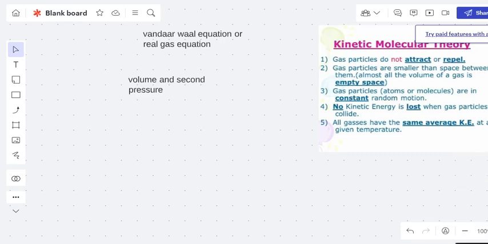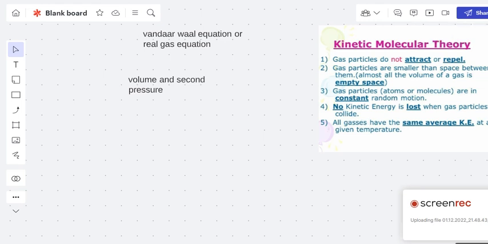Let's discuss a very important factor here, which is kinetic molecular theory. So, what is kinetic molecular theory? We will discuss the postulates which were corrected by Van der Waals, given in kinetic molecular theory. So now I'm going to discuss the Van der Waals equation, which is also known as the real gas equation. Actually, Van der Waals corrected two postulates which were given in the kinetic molecular theory.